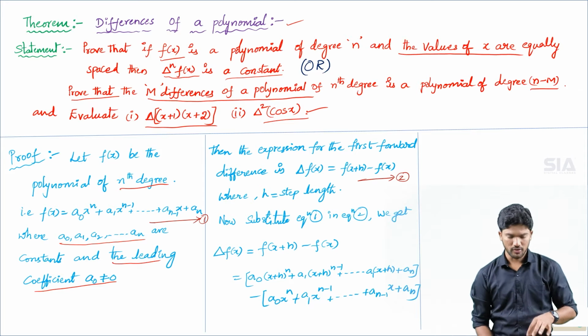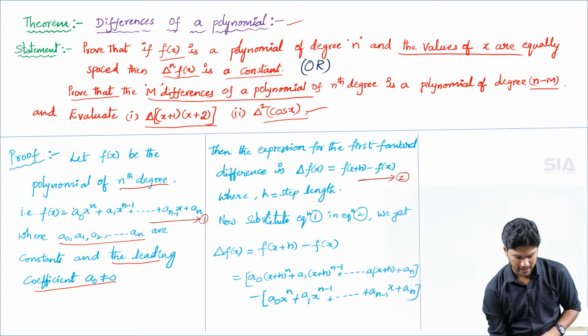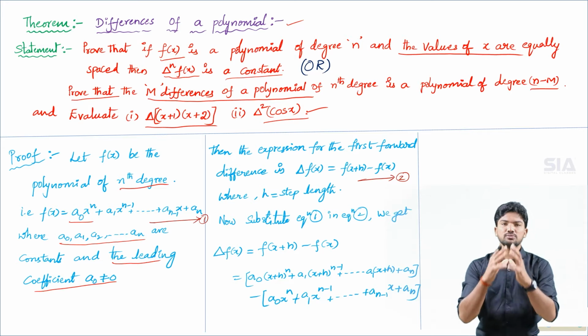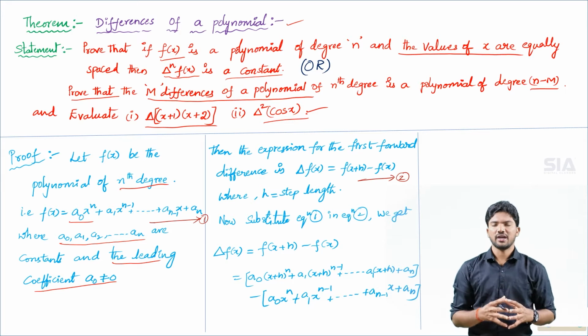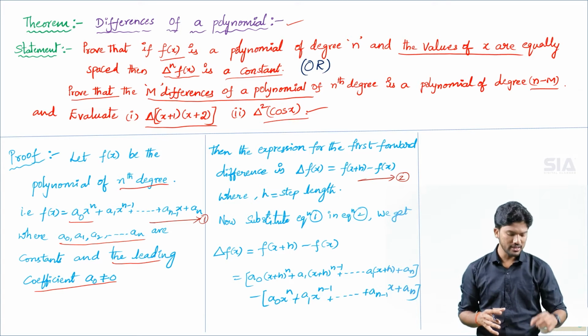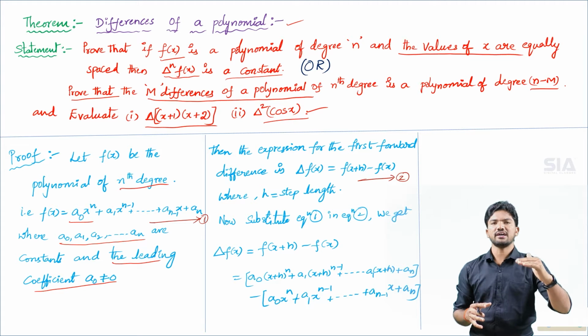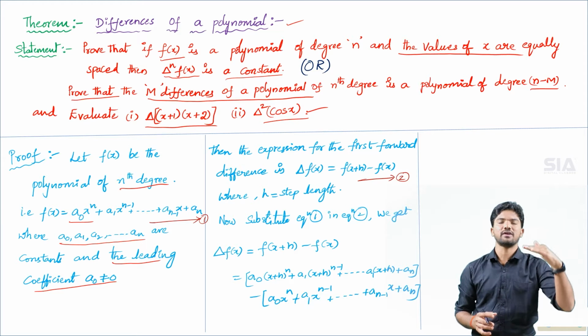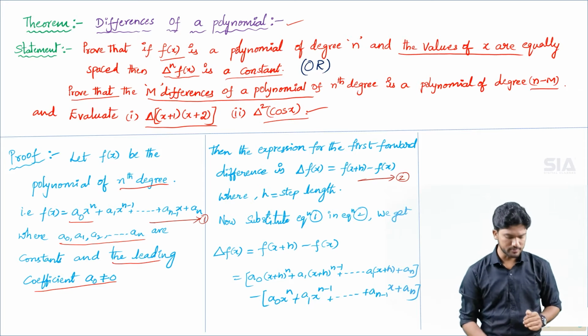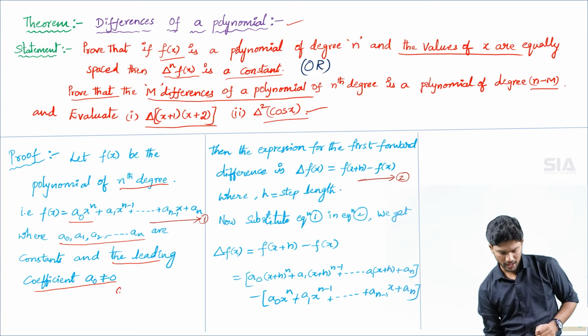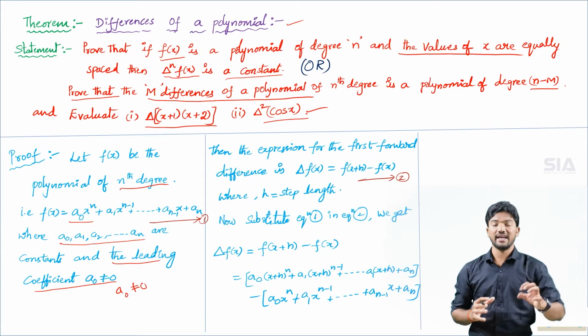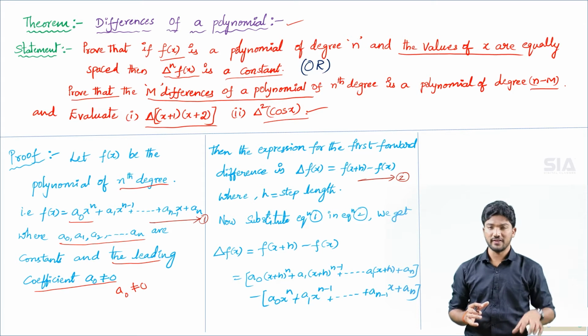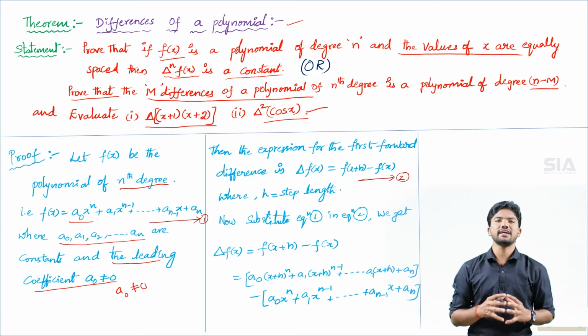Here the leading coefficient is nothing but, in equation number 1, the coefficient of the highest power of the variable. The highest power of the variable is x power n. The coefficient of the highest power of the variable is called the leading coefficient. Here the highest power of the variable is x power n, and the coefficient of x power n is a0. Definitely this a0 is not equal to 0. That a0 is called the leading coefficient. Then only we can call it an nth degree polynomial.